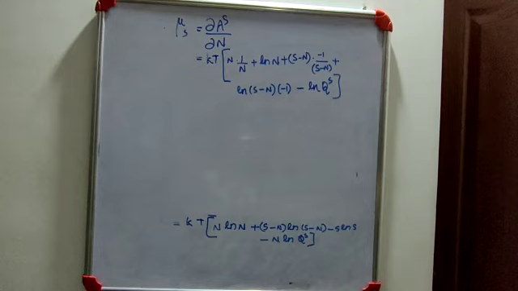Now, during differentiation, the term s log s minus s will be reduced to 0. That is, it contains no term with respect to n. Then differential with respect to qs also becomes 0. So we get mu s equal to kt into n into 1 by n plus log n.